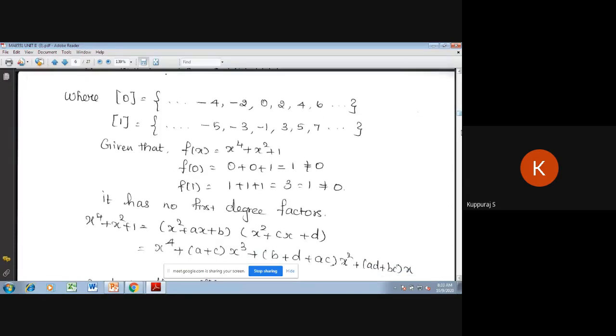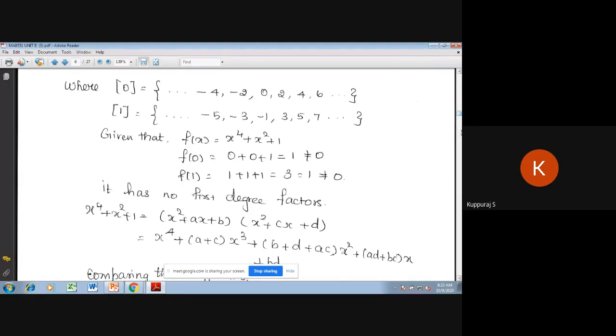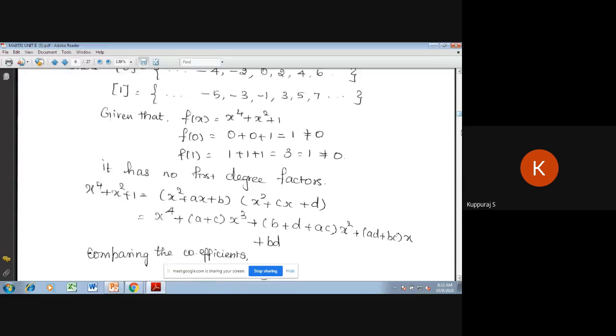Okay. So I am trying to factorize. The degree of the given polynomial is 4, so it can be written as the product of two quadratic expressions, that is x square plus ax plus b and another quadratic expression x square plus cx plus d. Whose product is x power 4 plus (a plus c) into x cube plus (b plus d plus ac) into x square plus (ad plus bc) into x plus bd.